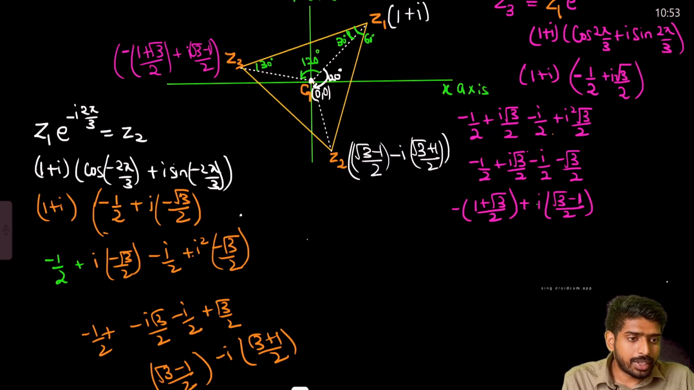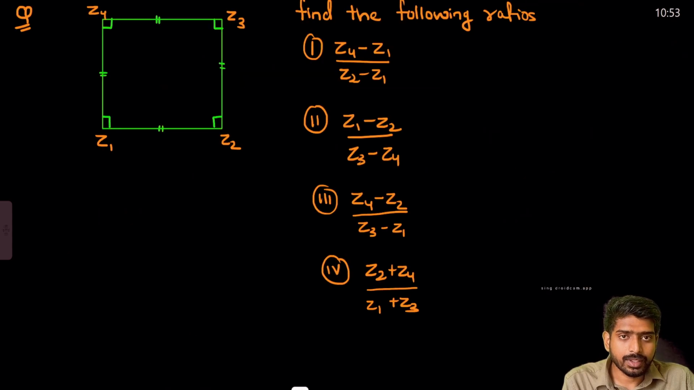Got it? Now next, the question is, they have given a square, and what are the vertices of the square? Vertices of the square are Z1, Z2, Z3 and Z4. Got it? Now they're saying find the following ratios. Find the following ratios means, first ratio, Z4 minus Z1 and Z2 minus Z1. Where is Z4 minus Z1? Z4 minus Z1 is this vector.